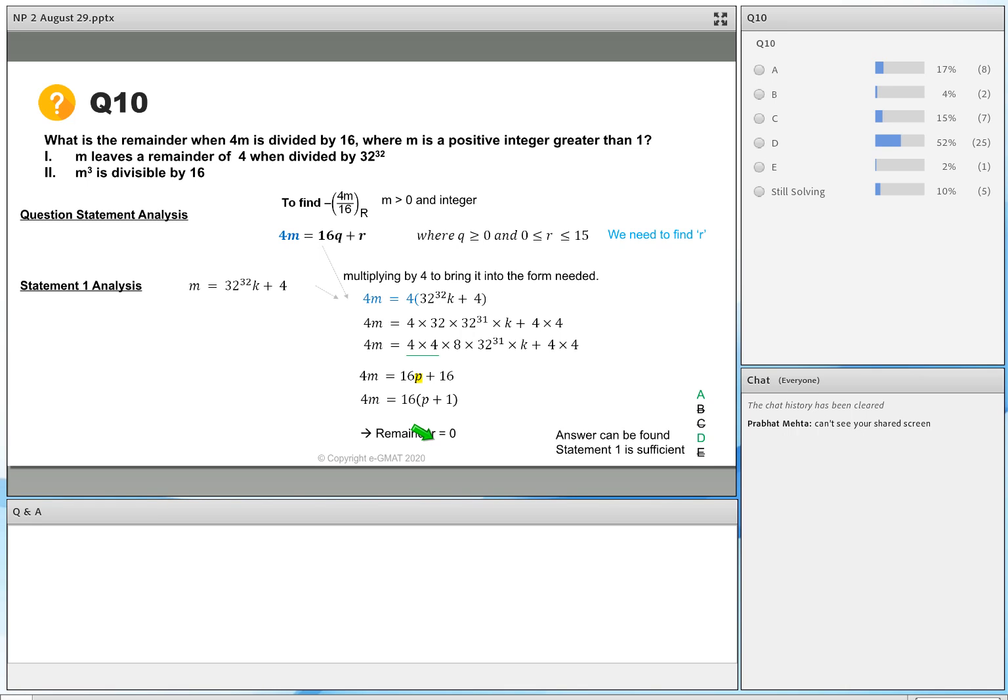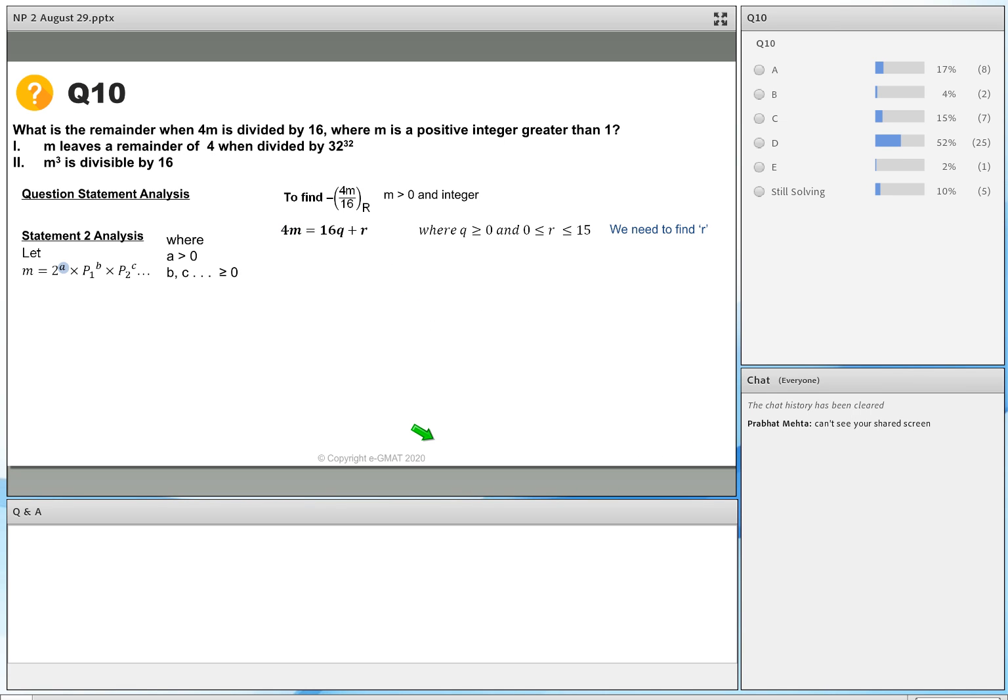So most of you could do this. Again, I would talk to the 17% people who've marked C or E. You missed the first statement. Just see what happened here, why you missed it. Second statement.